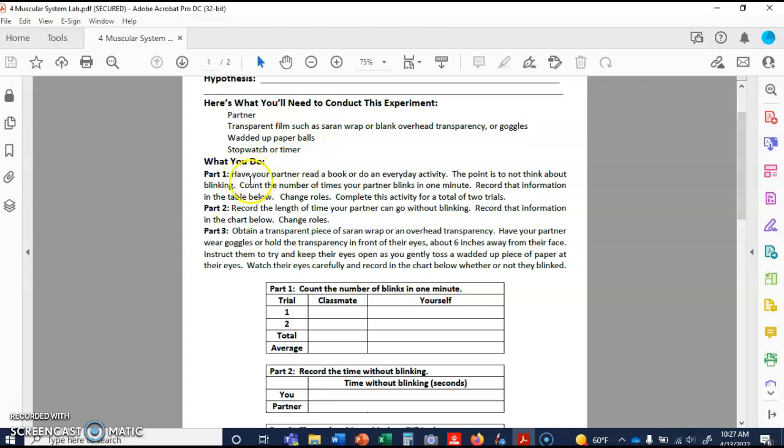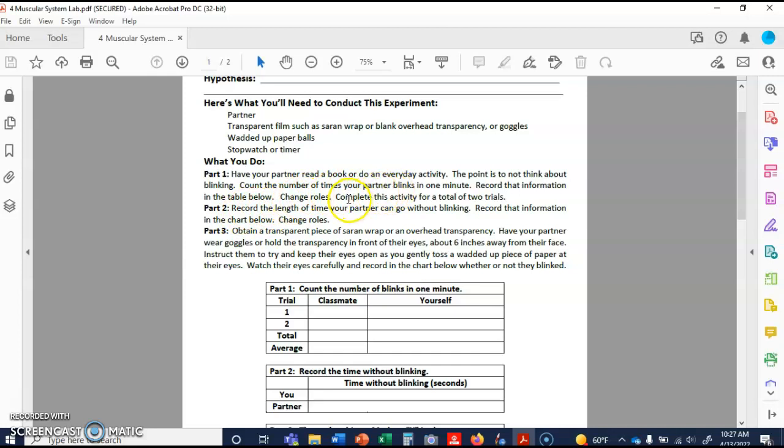So this is what you're going to do. In part one, you're going to have your partner either read a book or do something they do every day. We're not going to be using our phones, so I prefer reading a book. If your partner wants to write something down, that's fine. They will be wearing the goggles. So the point of this is not, actually, I don't think you need the goggles for part one. The point is not to think about blinking. You're going to count the number of times your partner blinks in 1 minute, so you will need the timer. Record that information in the table below and change roles.